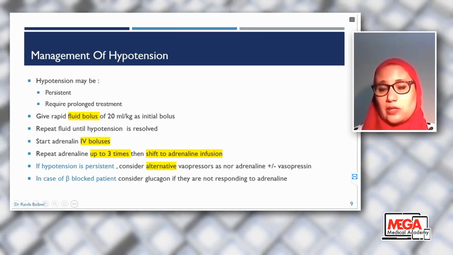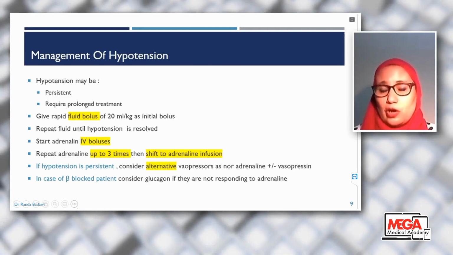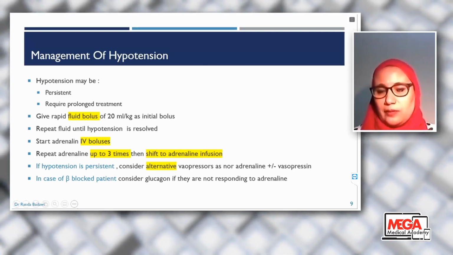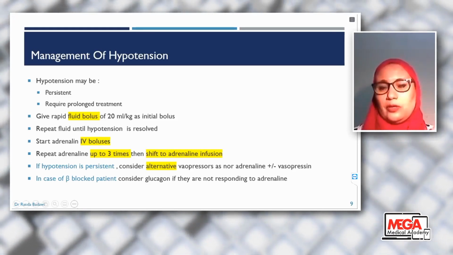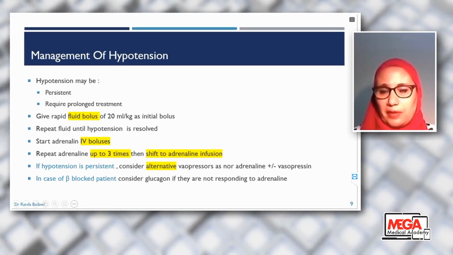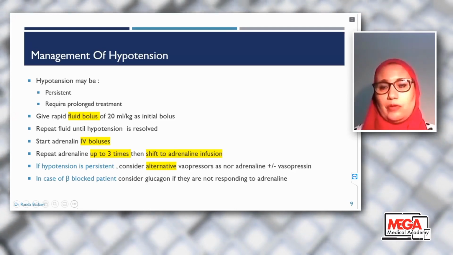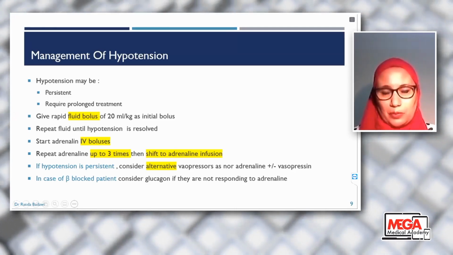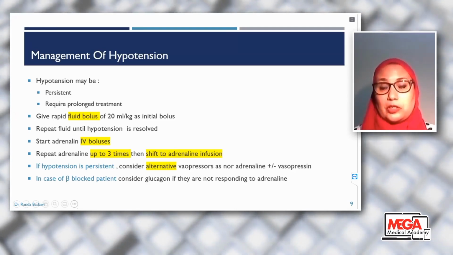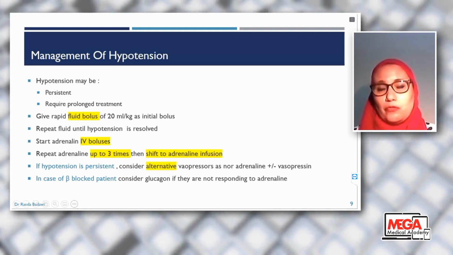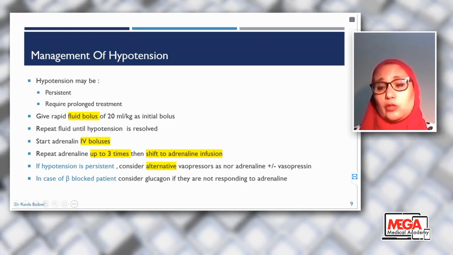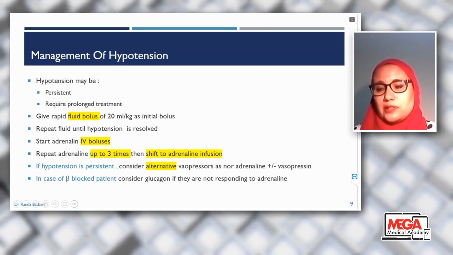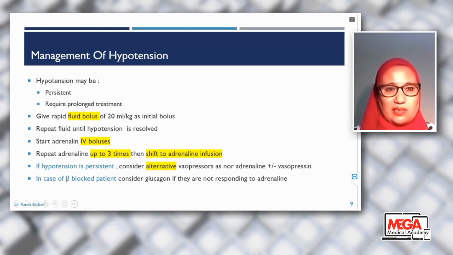This is the most important: to start the adrenaline early to shut down the circle. Its alpha effect will help to reverse the drop of blood pressure as it causes vasoconstriction. The beta effect will improve the bronchospasm, and meanwhile, it will abort further release of histamine.